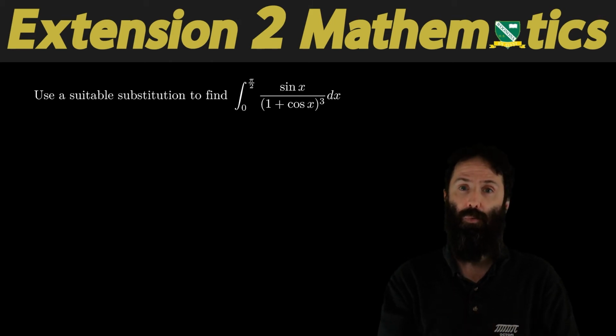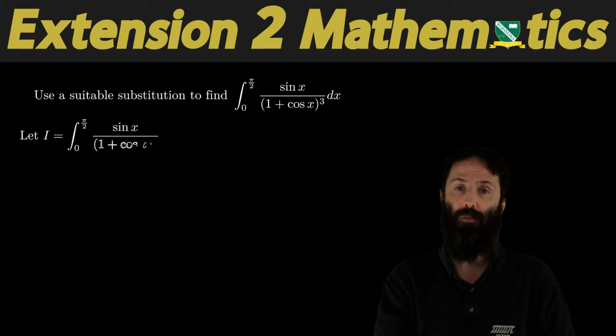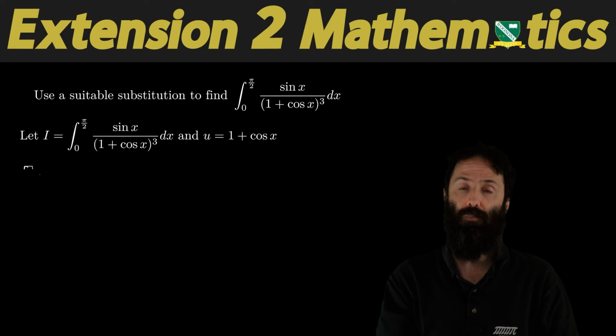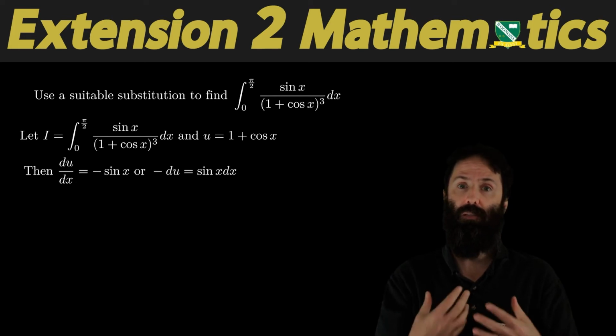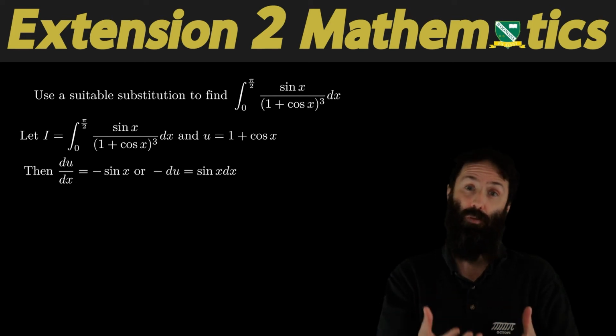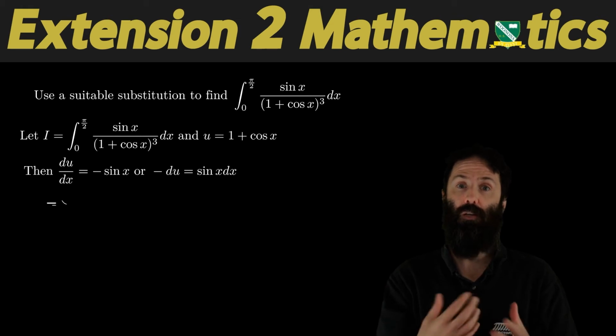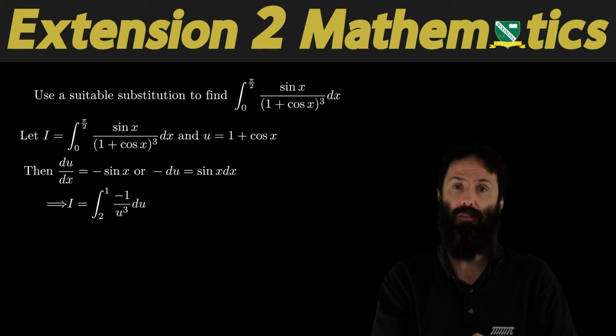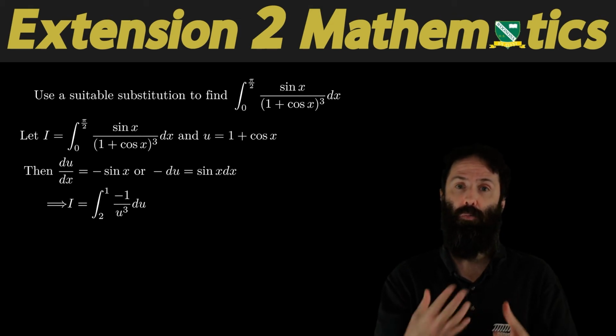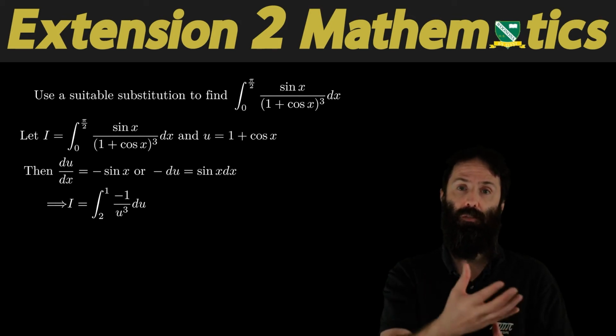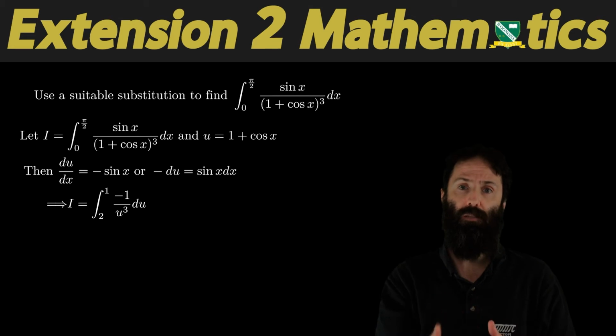Now again, looking for the problem, it's that cube on the bottom. So I'm going to let u equal 1 plus cos x, and the derivative du dx becomes negative sine x, which means that negative du is equal to sine x dx. Again, that's the numerator, so this problem collapses down nicely. We've adjusted the limits appropriately. So when x is 0, u is 2, and when x is pi on 2, u is 1.